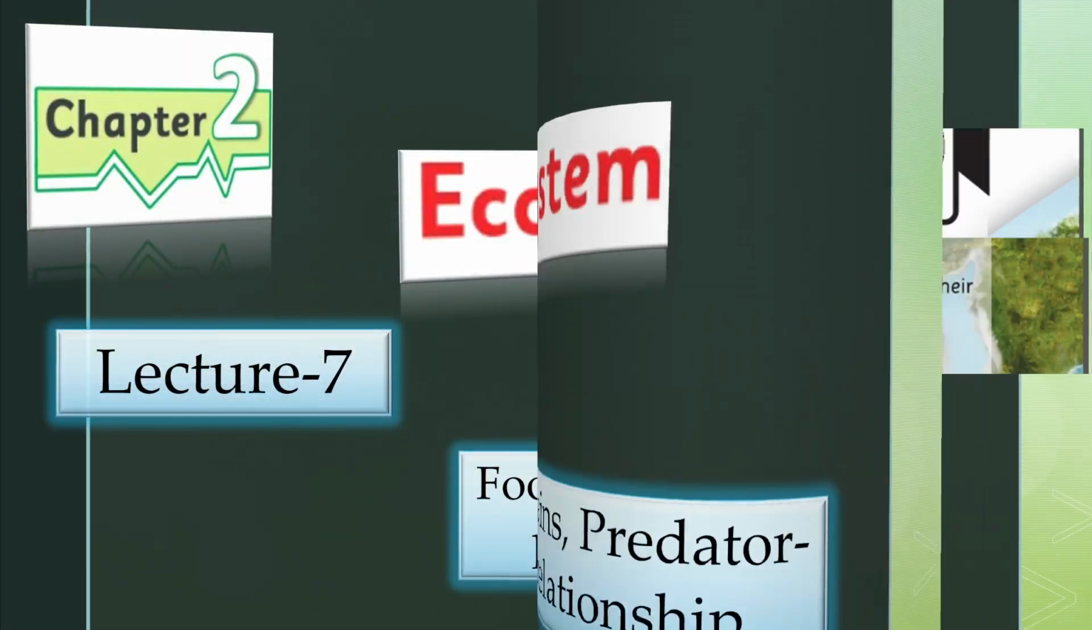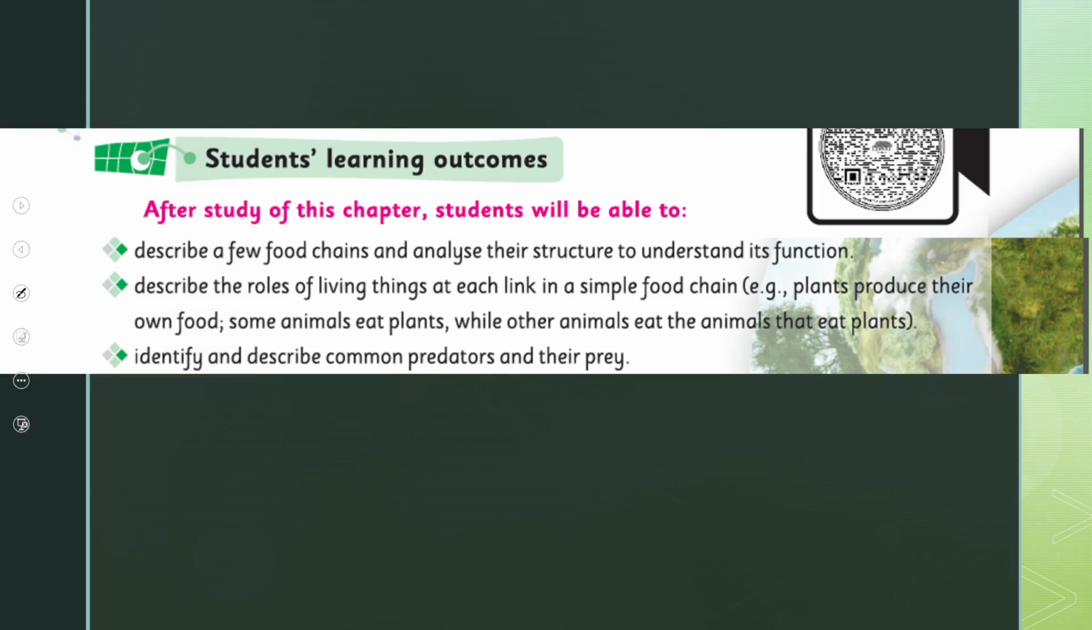By the end of today's lecture, all the students will be able to identify and describe common predators and their prey. They will also be able to describe the roles of living things at each link in a food chain. Plants produce their own food. Some animals eat plants, while other animals eat the animals that eat plants.